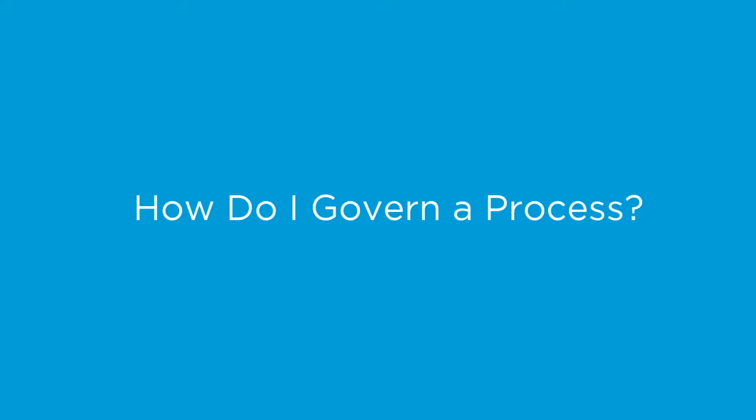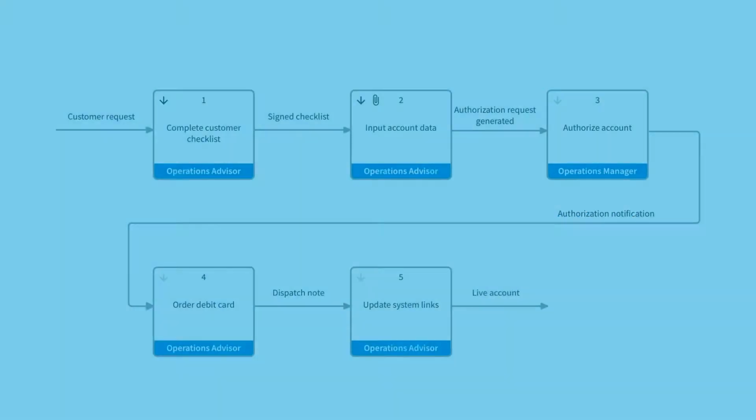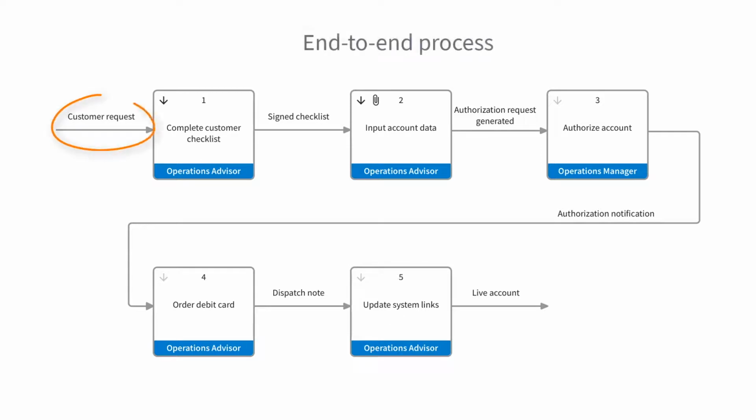Welcome back. In the previous videos, we looked at how Jodie got started by defining the process scope, adding an activity for each step, and then how to create a process in the process designer. In this video, we'll look at how she'll govern a process.